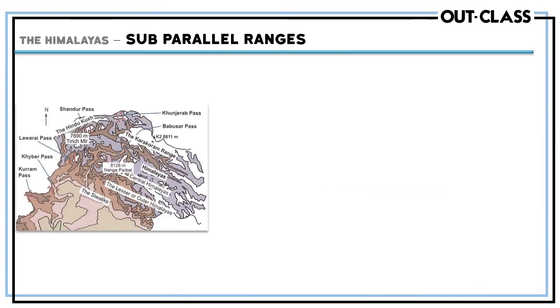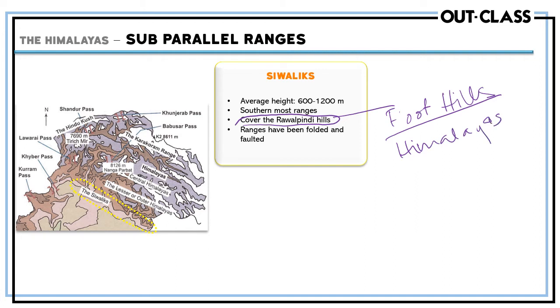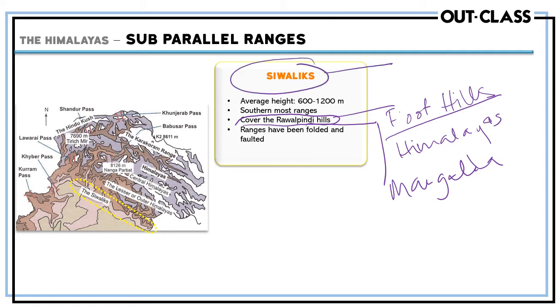Now, as you can see over here, the sub-parallel ranges. This is the Siwaliks, which you must have been to, Murree, or heard about. And we have the Margalas, which become the foothills of the Himalayas. That is the end where the Himalayas are coming to an end. So you can see Rawalpindi, you have the Margala, and some bits of these make up the Siwaliks, which are towards the end.